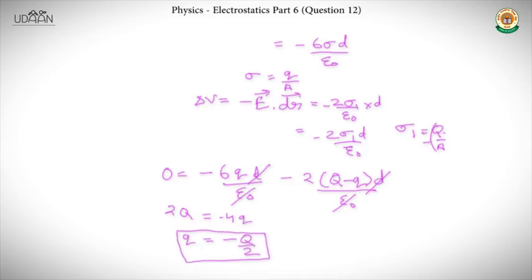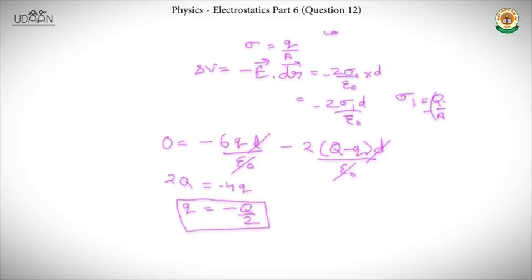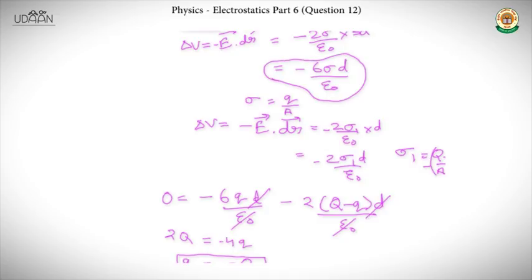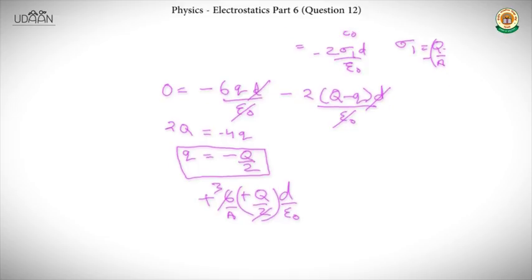Since small q is equal to minus Q by 2, V is equal to minus 6 sigma d by epsilon naught, that is with minus Q by 2. You also have to divide it by A, because sigma is equal to Q by A. So it is equal to 3Qd by epsilon naught A. This is our answer.